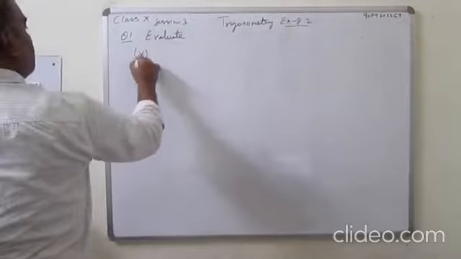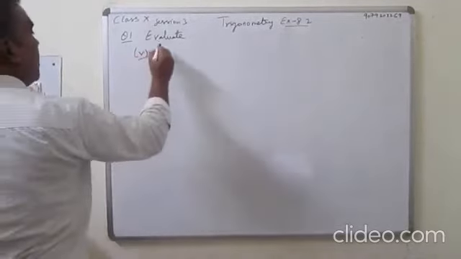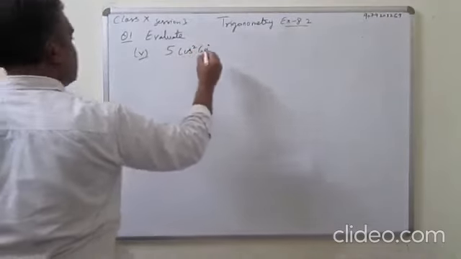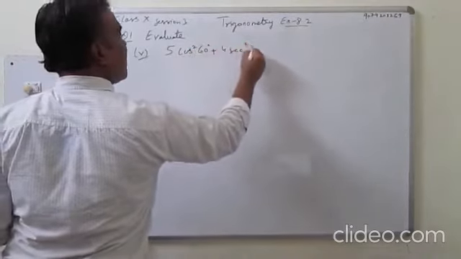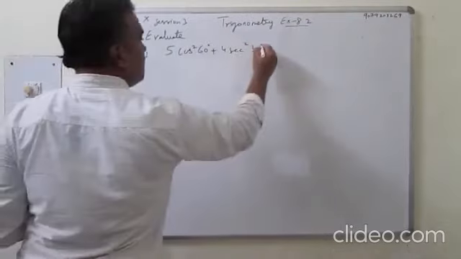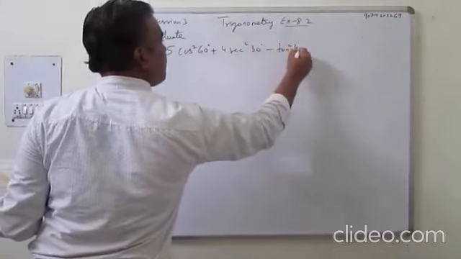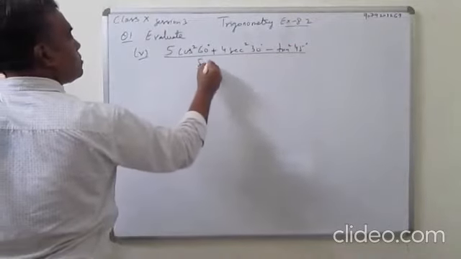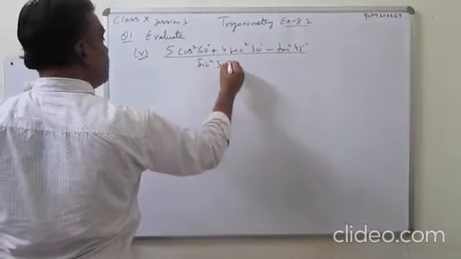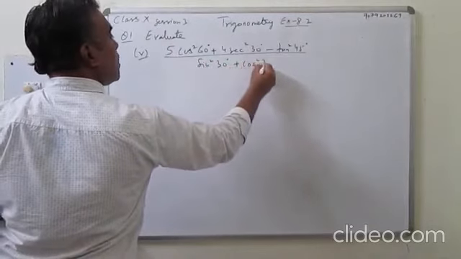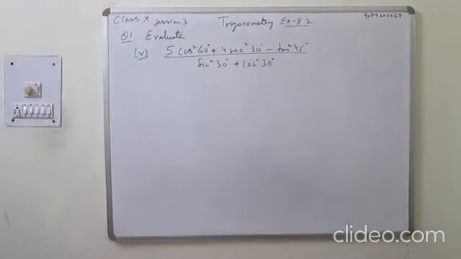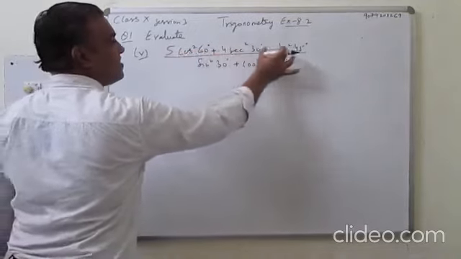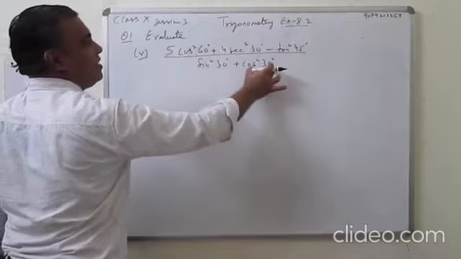Fifth part: 5 cos square 60 plus 4 sec square 30 minus tan square 45 upon sin square 30 plus cos square 30 degree. Now solve it, putting the values of cos 60, sec 30, tan 45, sin 30, cos 30.